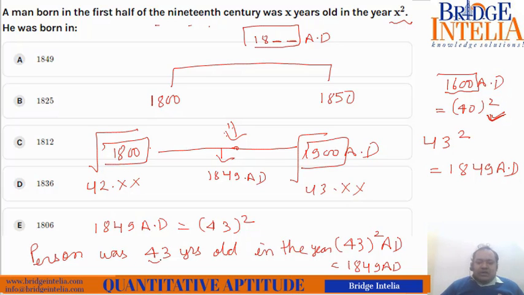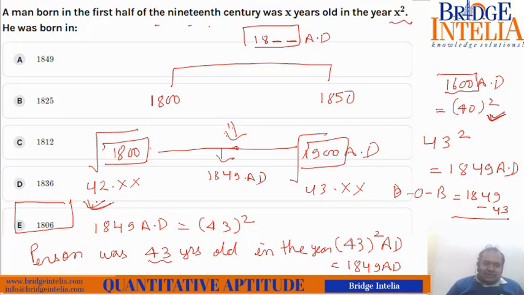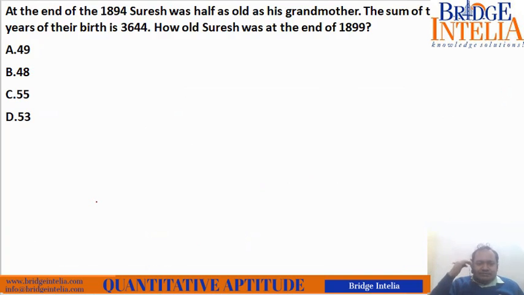So a person who was 43 years old in 1849 must have been born in, so date of birth or year of birth. In 1849 he is 43 years old, so he was born 43 years ago. So he was born in 1806 AD. 1806. Let's move to the next question.